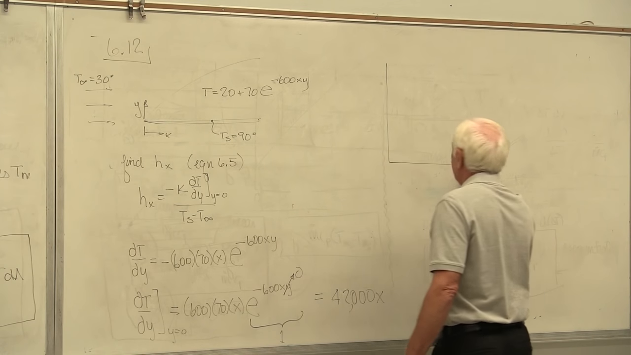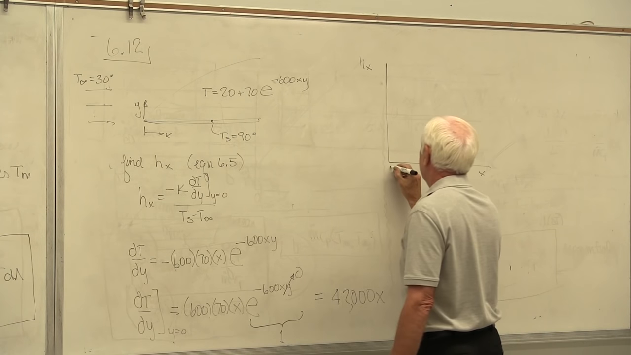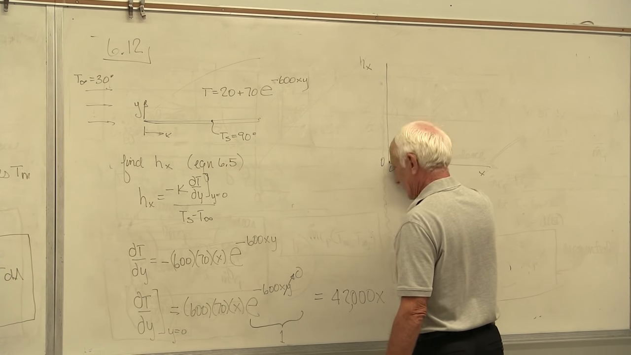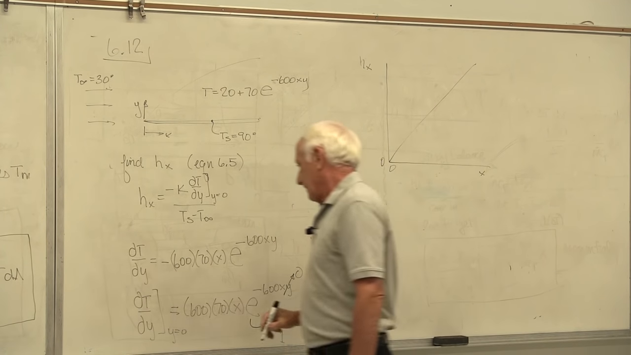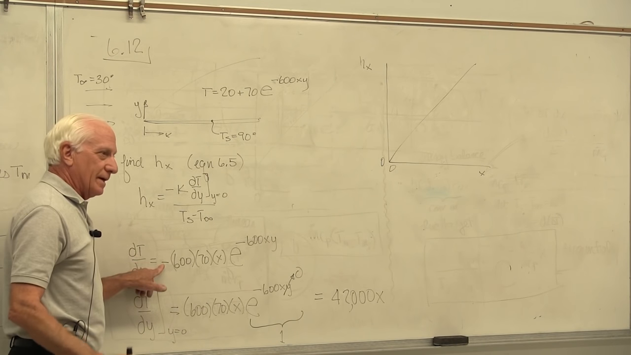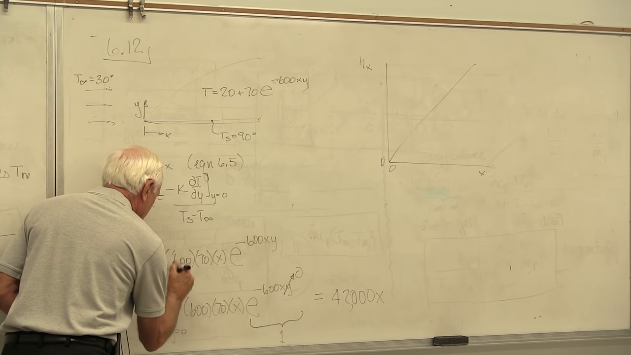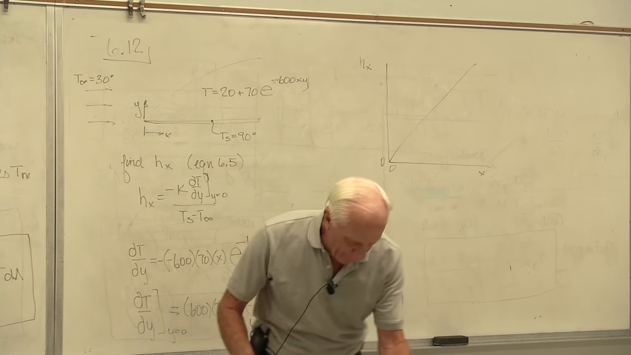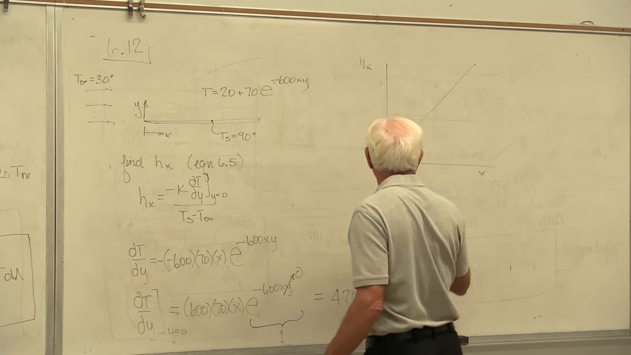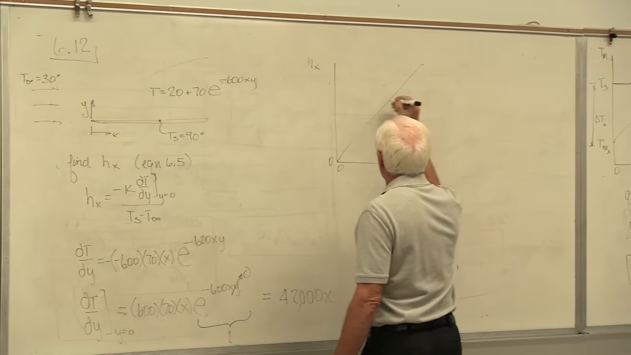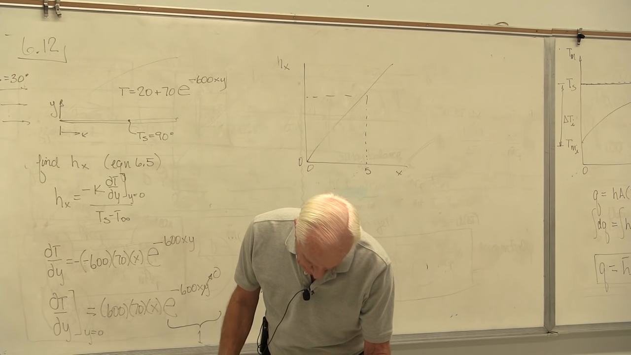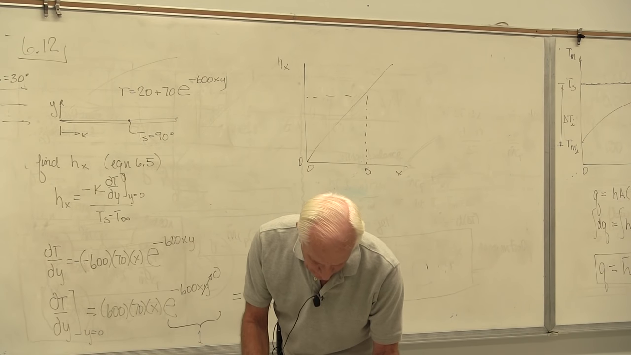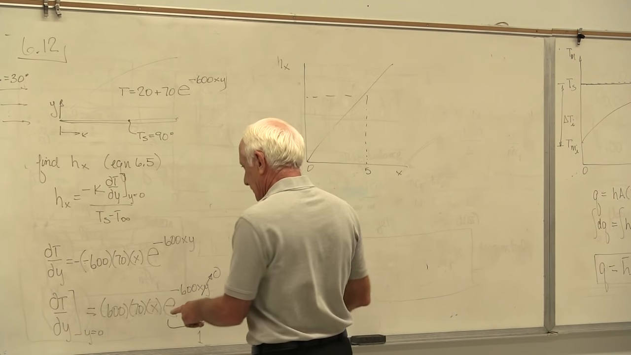Okay, now I plot it. hx versus x. Here it is right here. We start x equals 0, it's 0. Oh, and by the way, where'd that minus sign go? Well, you know, I didn't do it right. Now it's right. Okay, minus times minus, it's plus. There it is. Now he says this plate is 5 meters long. So 42,000 times 5. 5 meters long? Yeah. Okay.